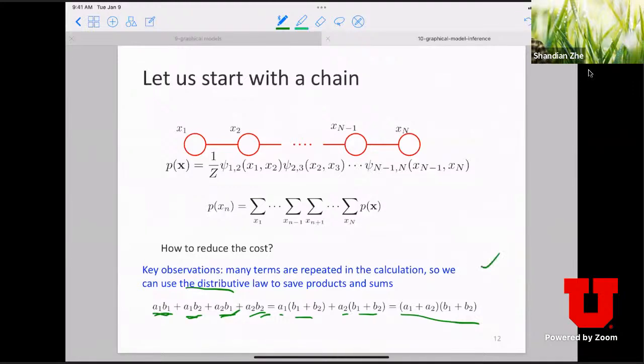On Thursday, we're going to talk about how we can leverage this idea to greatly simplify the computation and reduce the cost, which is called the sum-product algorithm.